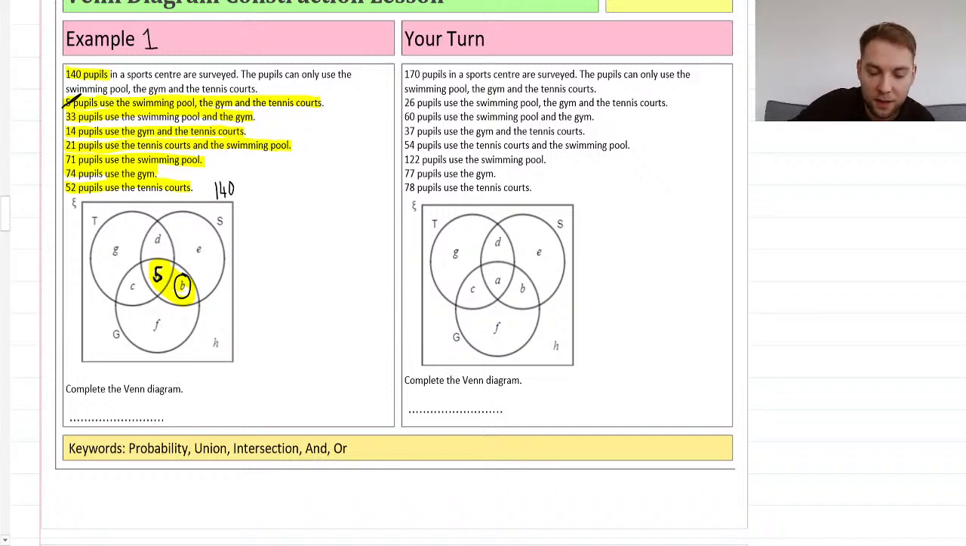Okay, so if I know that both of these here, 5 and B, are 33, then I know that B must be equal to 33 minus 5, which is going to be equal to 28. So I can put 28 in here. Now that makes sense because 28 plus 5, which is in that crossover part, is 33. And then I can cross off the 33 because I've dealt with that part. So the next part says 14 pupils use the gym and tennis court. So where's that then? So let's highlight that. Gym and tennis court.